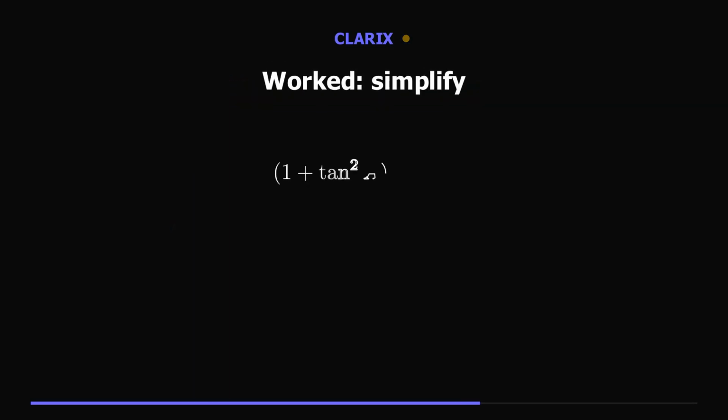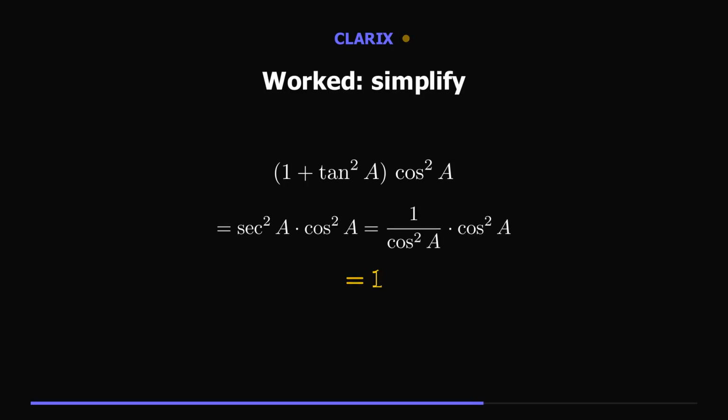One more pattern. Simplify 1 plus tan²A times cos²A. The bracket 1 plus tan²A is sec²A by the second identity. That's 1 over cos²A. Multiply by cos²A and the cosines cancel, leaving exactly 1. Whenever you see 1 plus tangent squared or 1 plus cotangent squared, swap it for the single secant or cosecant squared. It almost always simplifies.